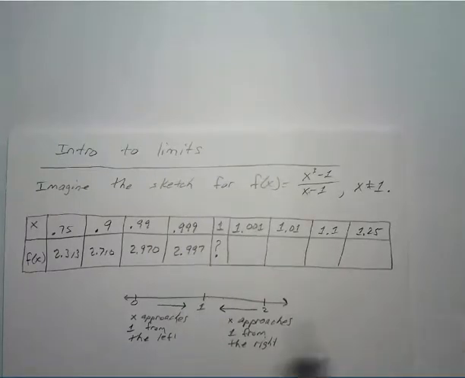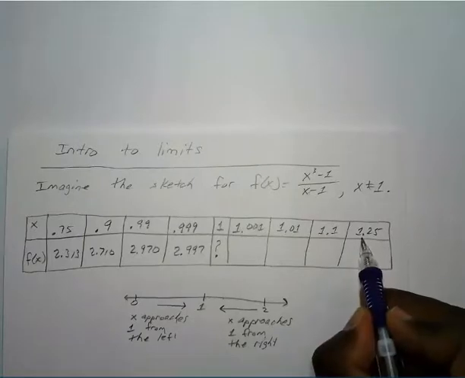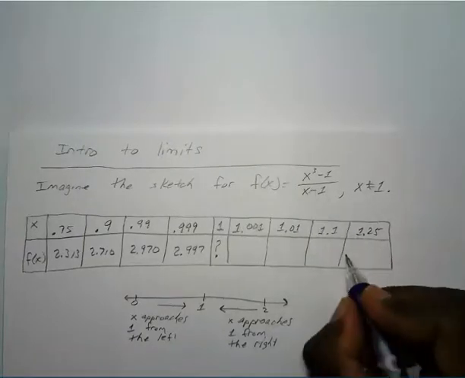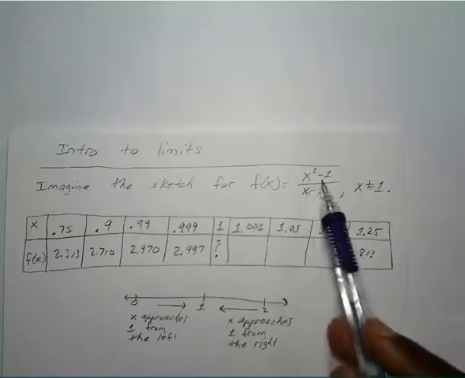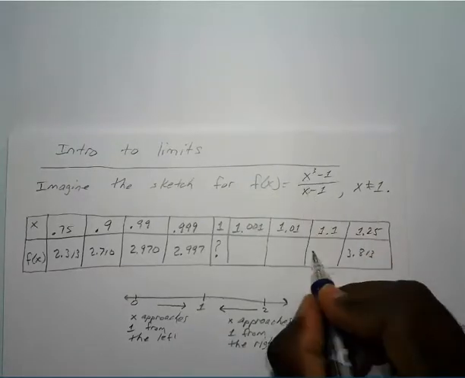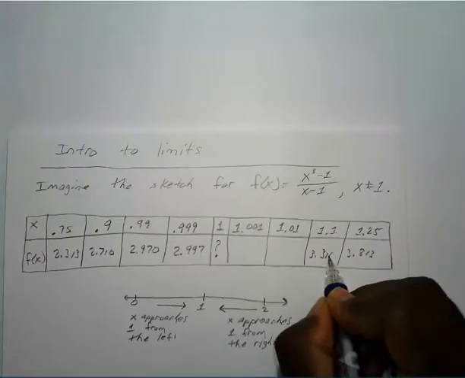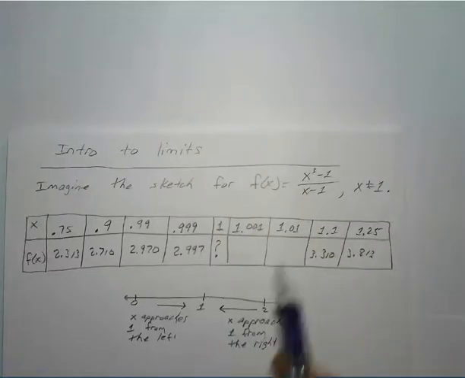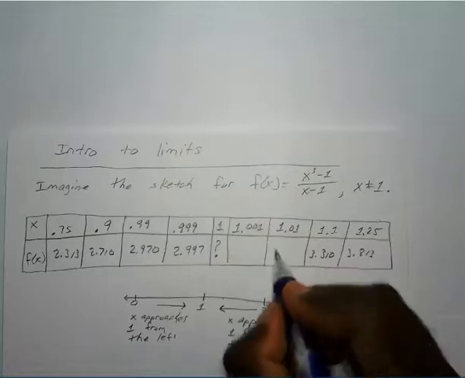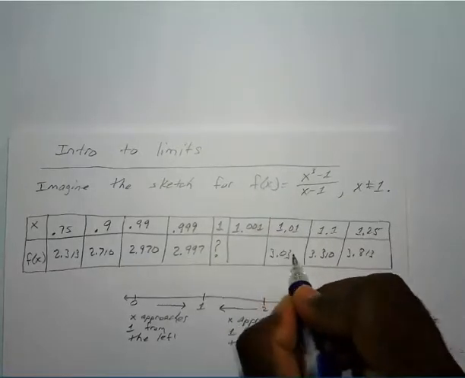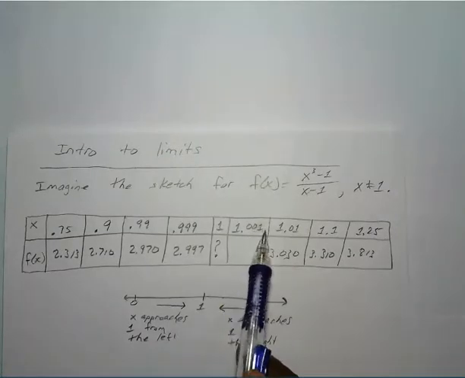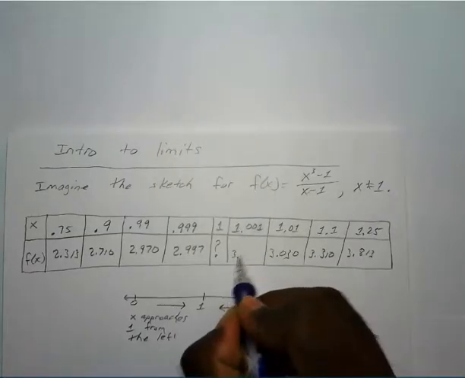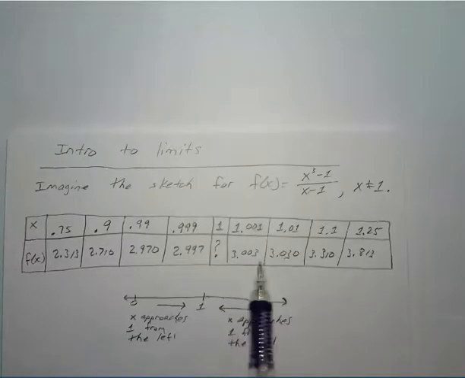Now let's try it from the right. If you plug in 1.25 into x, you get 3.813. If you plug in 1.1, you get 3.310. If you plug in 1.01, you get 3.030. And if you plug in 1.001, you'll get 3.003. So you can see where it's going.